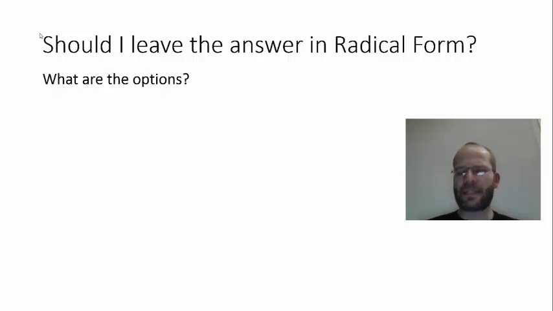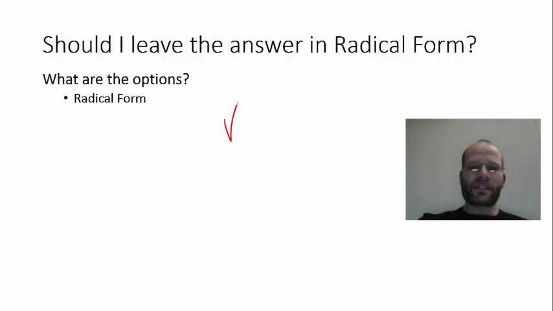Before we try to answer it, we have to ask, well, what are the options? What forms can my answer be in typically when I'm dealing with radicals? First is radical form. And radical form, of course, is where you're still dealing with a radical, and that includes the radical sign and also the value under the radical, which is called a radicand.